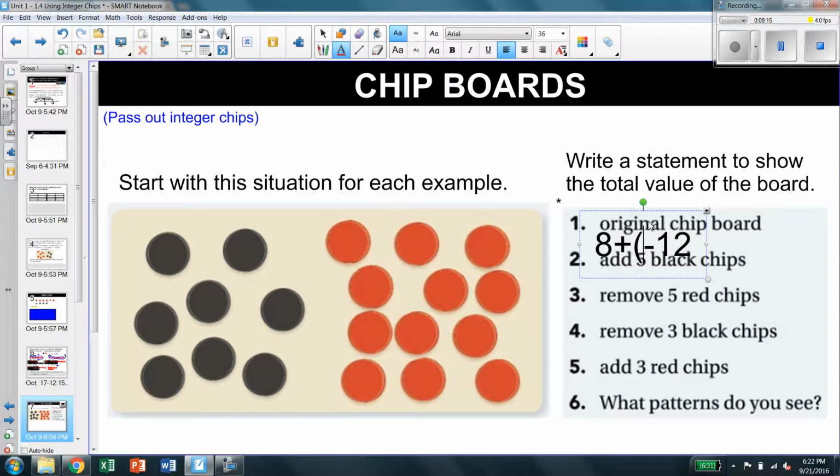Some people have been asking about why we use parentheses around negative numbers, because whenever we have 2 signs, like a plus and a minus right next to each other, we like to use parentheses to break it up to show that we're working with a negative number.